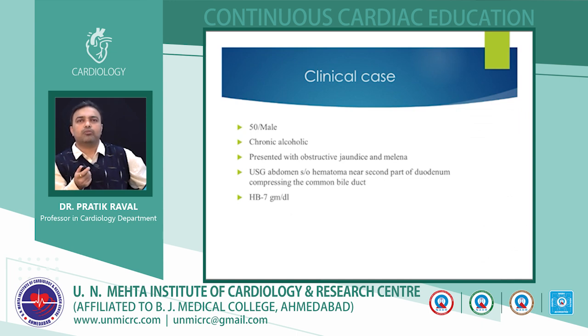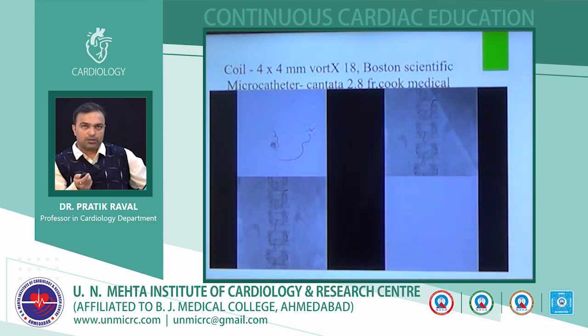This was a 50-year-old male chronic alcoholic presented with obstructive jaundice and melena. USG abdomen showed hematoma which compressed the second part of the duodenum as well as common bile duct. His hemoglobin was 7 gram on presentation. On this selective angiogram with the help of microcatheter, we can clearly see a pseudoaneurysm which is arising from the gastroduodenal artery.